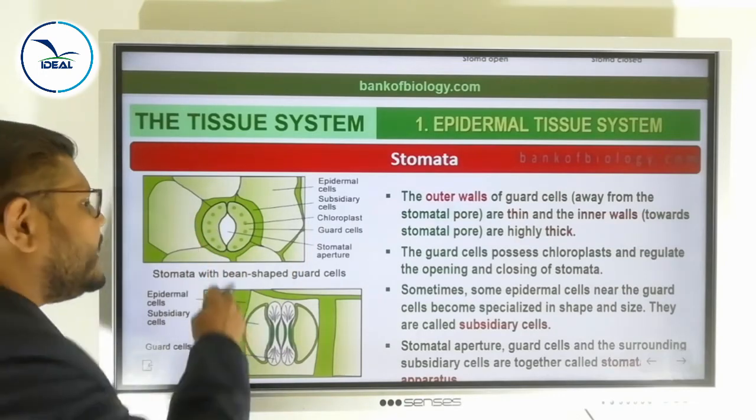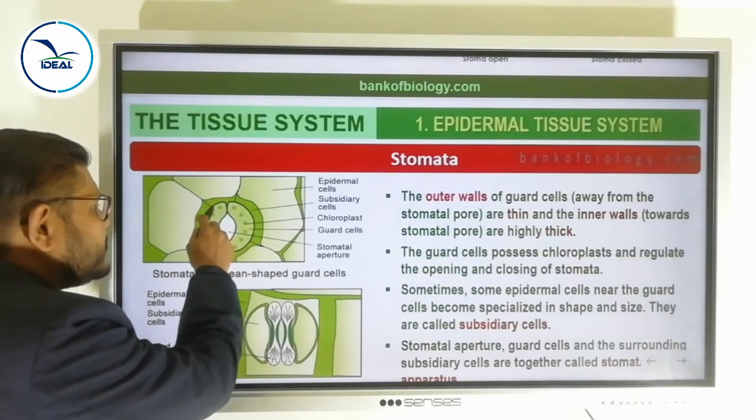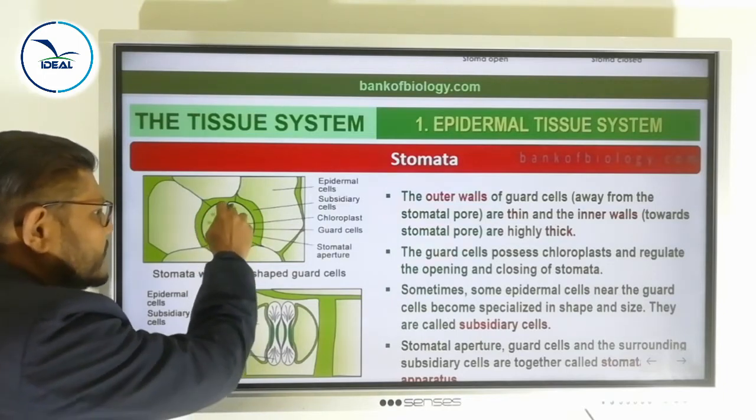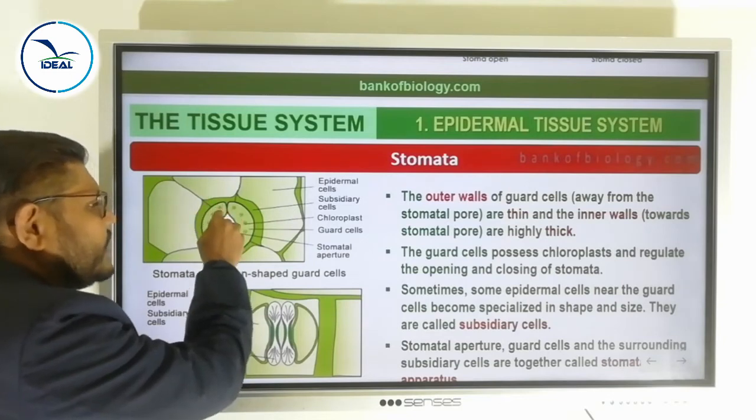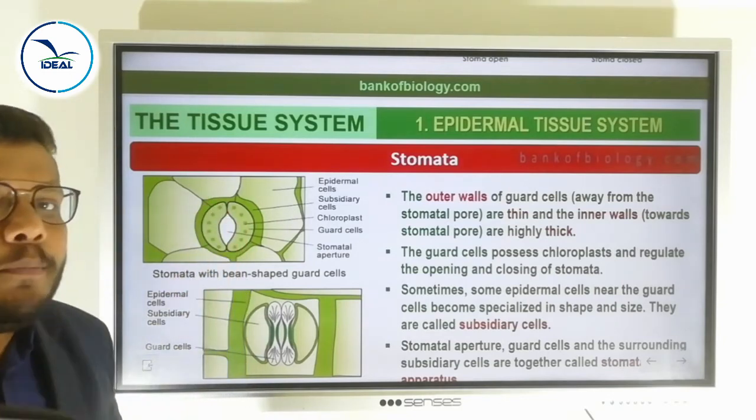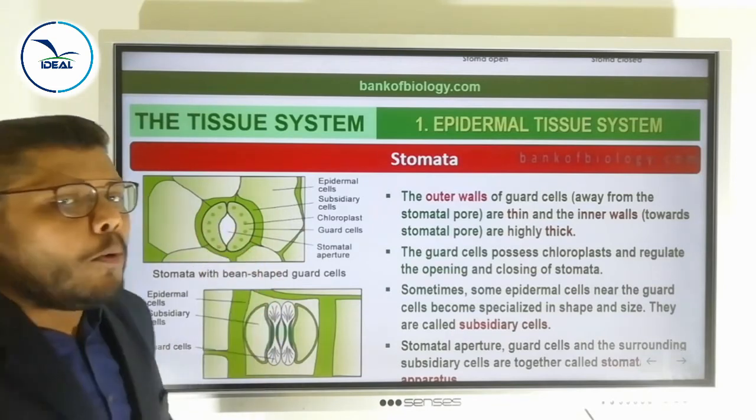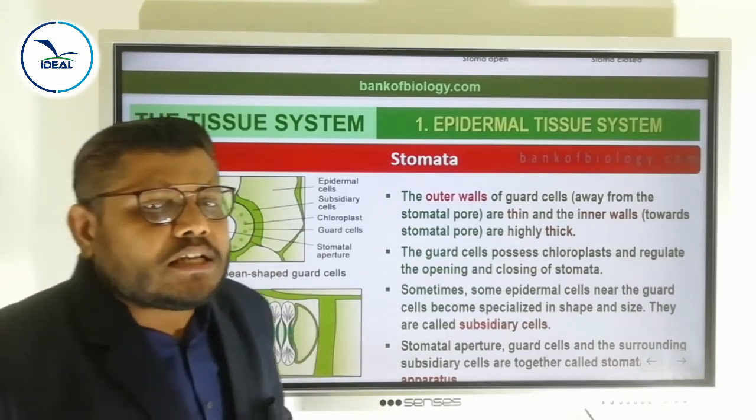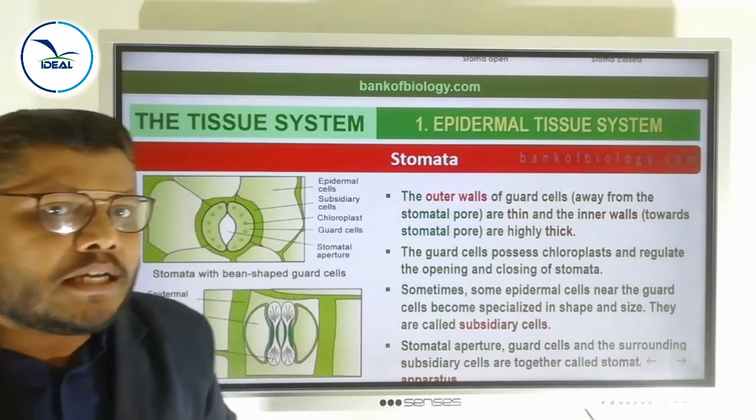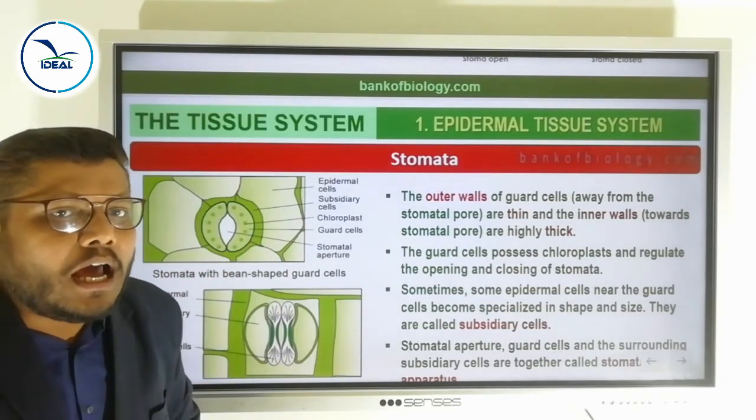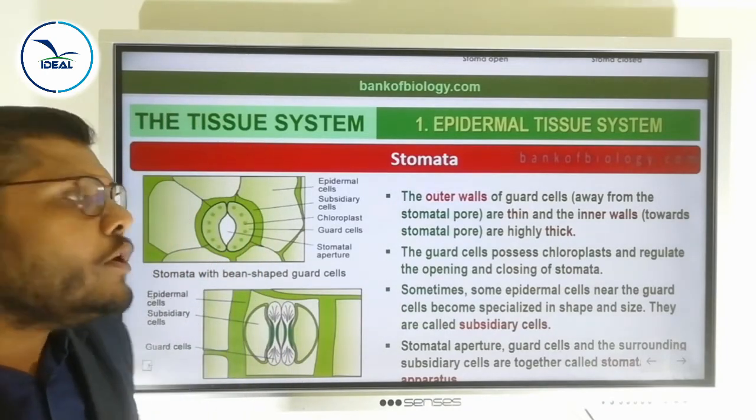Guard cells contain chloroplasts. These are the chloroplasts. This part is the guard cell, and within the guard cell there is a chloroplast. Guard cells help to regulate the closing and opening of stomata. So what is the function performed by guard cells? They help to regulate the opening and closing of stomata.